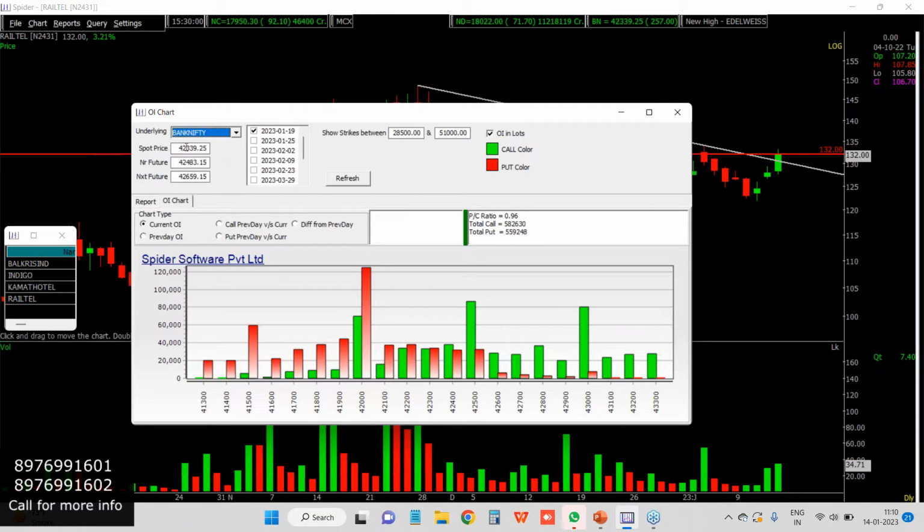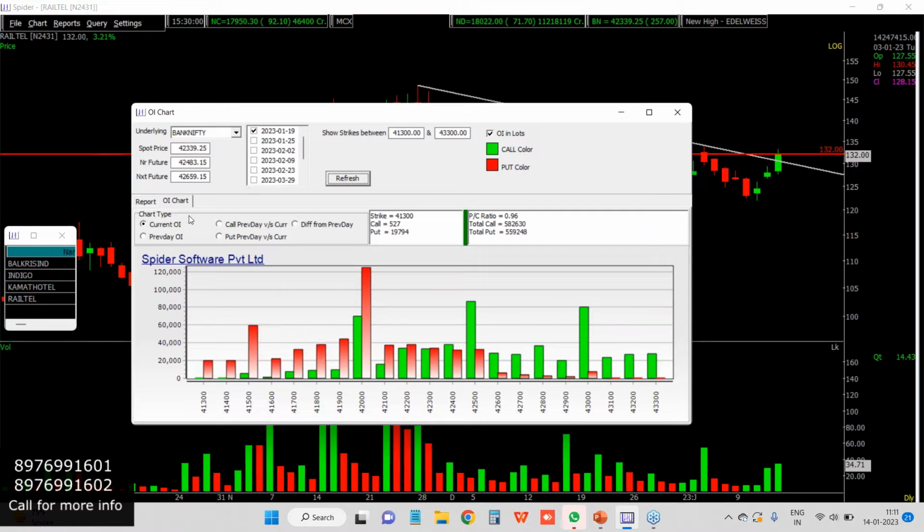Then the spot price, where the current market stands, the near future and the next future are given over here. You have to select an expiry, and this is the range I was talking about. We have to select the 1000-point range. The spot is currently 42,300, so we'll select the range as 41,300, 1000 points less, and 43,300, 1000 points more. Then we click on refresh. So this is the range that we have, 41,300 to 43,300.